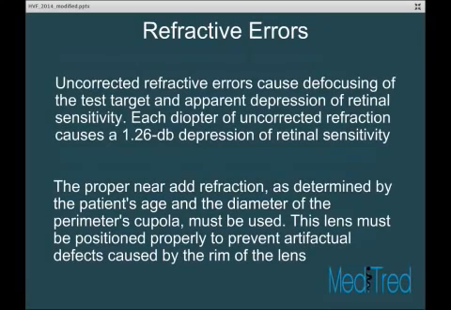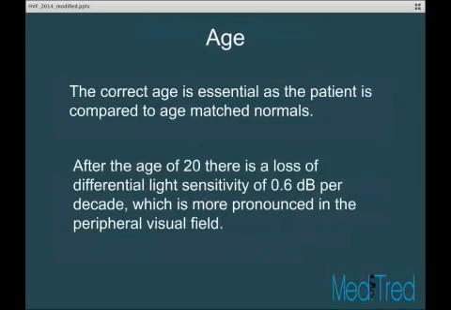Uncorrected refractive error causes defocusing of the test target and can make retinal sensitivity appear worse than it really is. A proper near add refraction, determined by the patient's age, must be used. The lens also must be positioned properly in front of the patient to prevent artifactual defects caused by the rim of the lens. The age of the patient is essential, as the patient's responses are compared to age-matched normals during testing analysis.